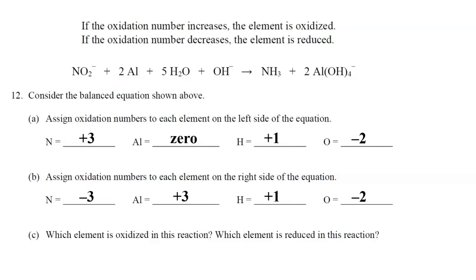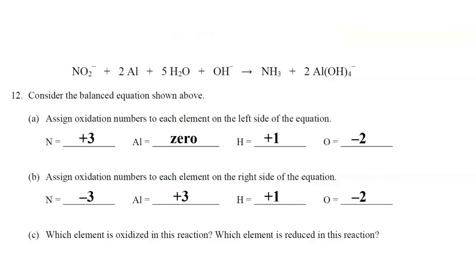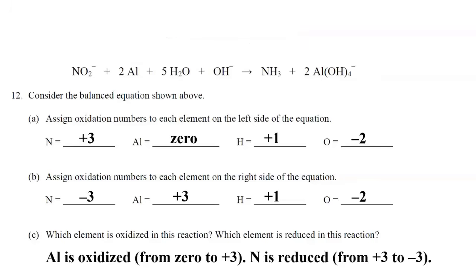Remember that if an oxidation number increases, the element is oxidized, and if it decreases, it is reduced. So what's changing? Well, nitrogen is going from +3 to -3. So nitrogen is being reduced from +3 to -3. And then aluminum is changing from 0 to +3. Aluminum is being oxidized from 0 to +3. So in part C, aluminum is being oxidized from 0 to +3. Nitrogen is being reduced from +3 to -3.